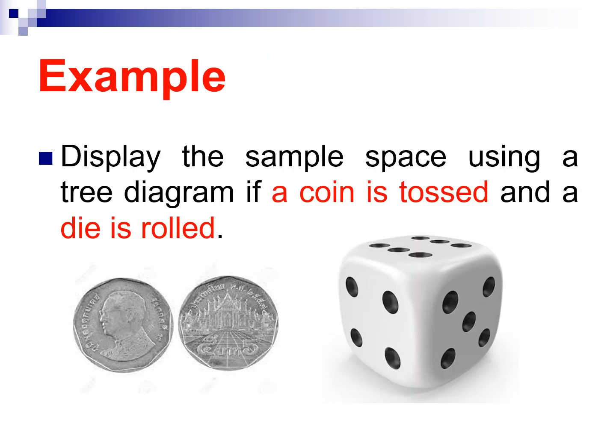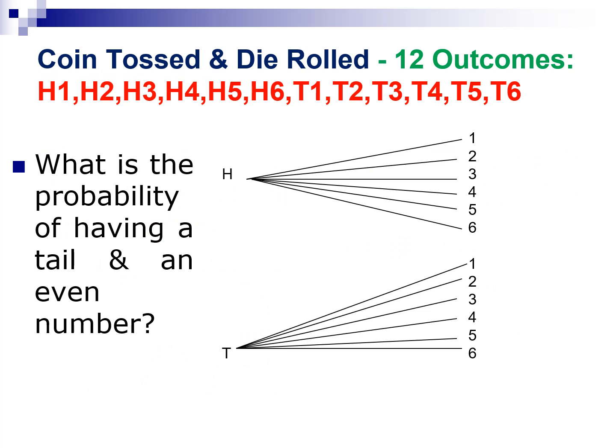Now, let us display the sample space using a tree diagram if a coin is tossed and a die is rolled. So it's a combination of two experiments here. As you can see, we have the head and the tail for the coin and 1 to 6 for the die. So we have 12 possible outcomes. So H1, H2, H3, H4, H5, H6, T1 up to T6.